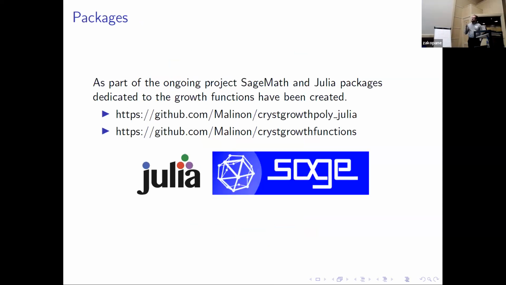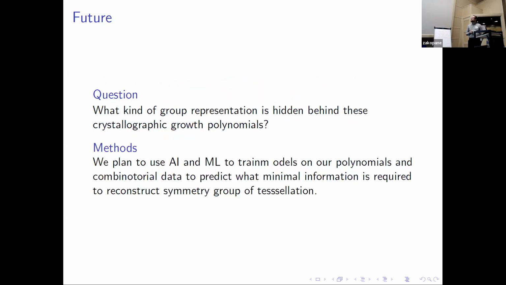All the orbit diagrams presented before, and in this example, were generated by our Julia package. We also have another Julia package which concentrates more on efficiently finding these orbit diagrams and growth functions. They are available on GitHub.